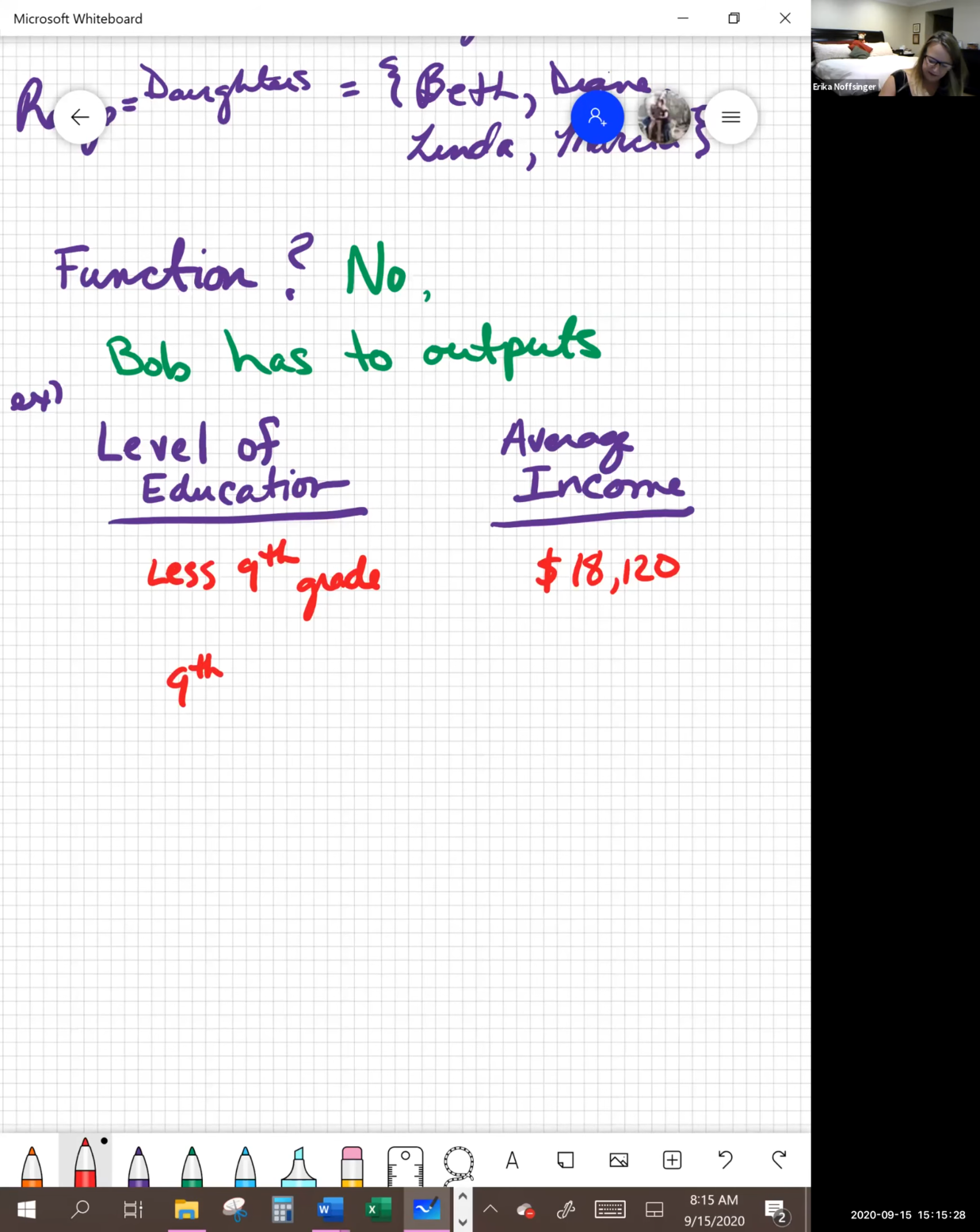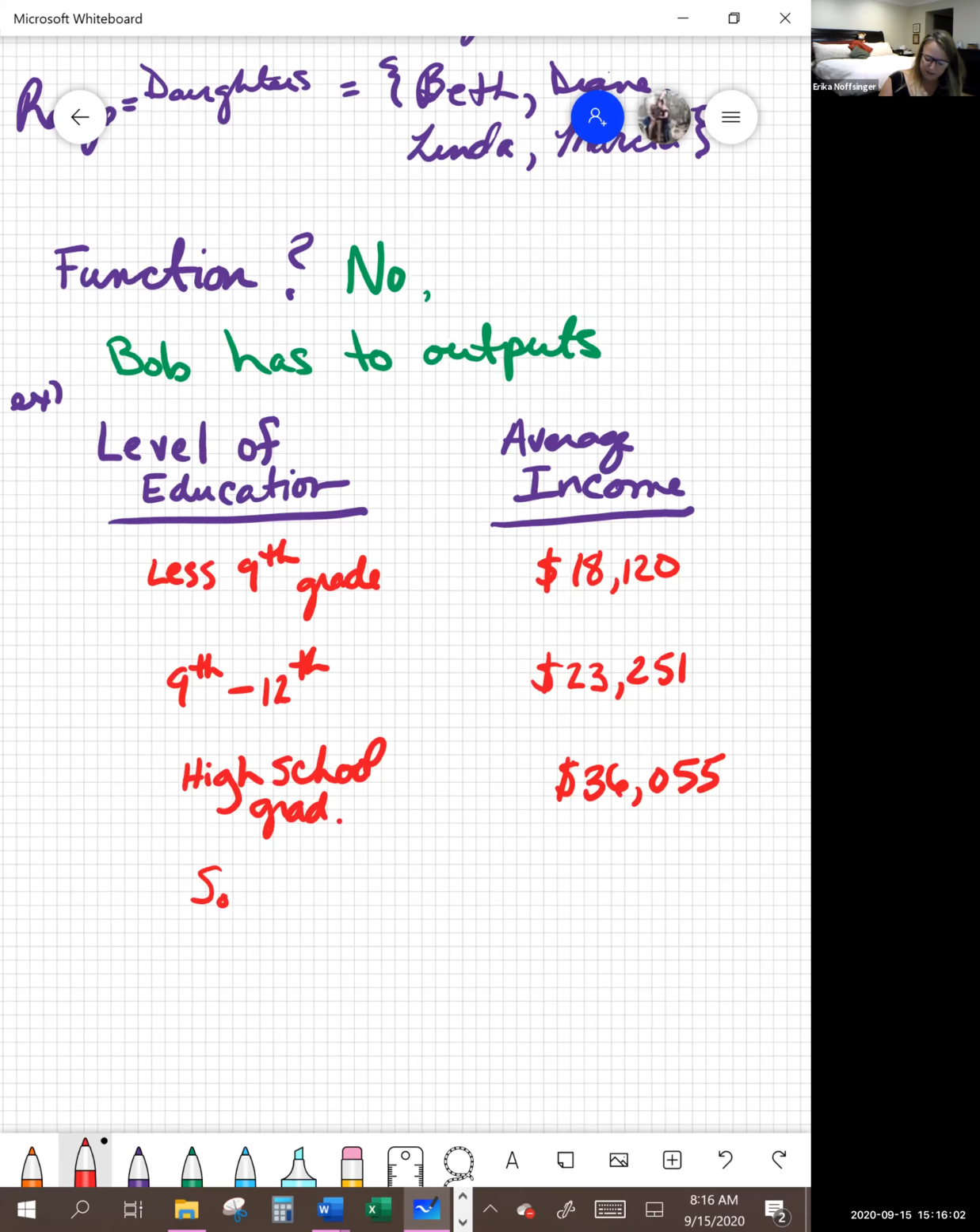If you had between 9th and 12th grade education, then your average income would be $23,251. High school graduate, then $36,055. You have just some college. You guys are all following this now. $45,800. And a college graduate is $67,165.